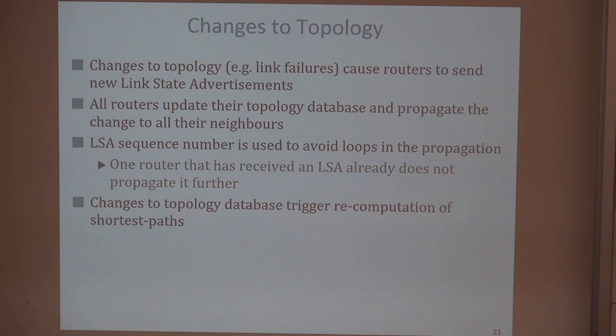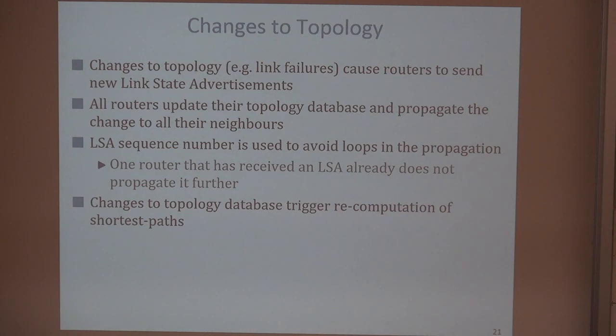What happens when there are changes to the topologies? Like in BGP, changes are sent to neighbors. And whenever the new information is received, you need to recompute the entire tree. I said Dijkstra is a bit like a waterfall approach.